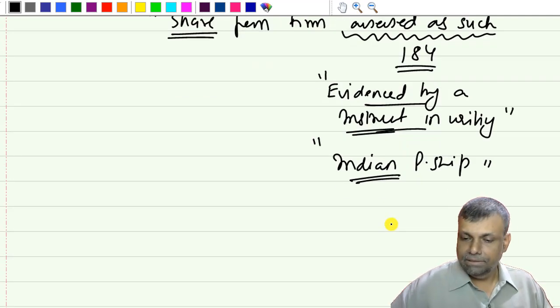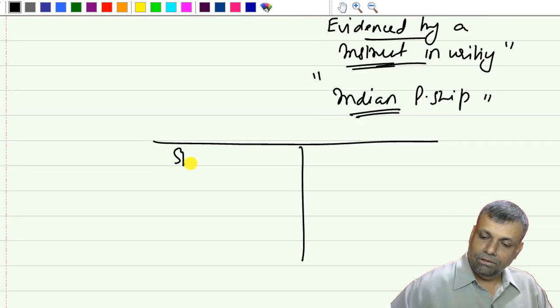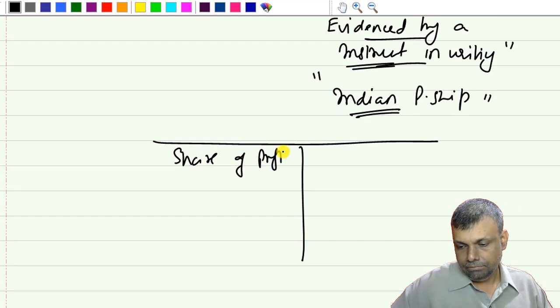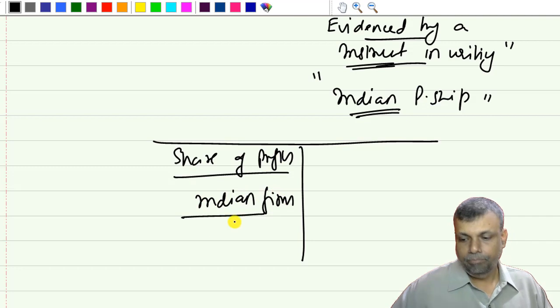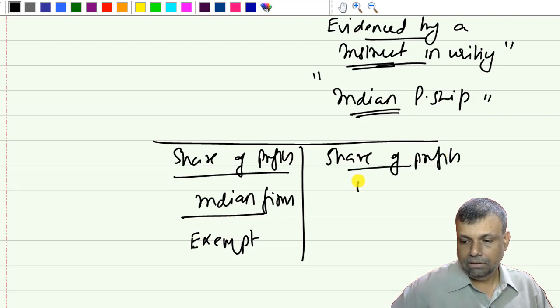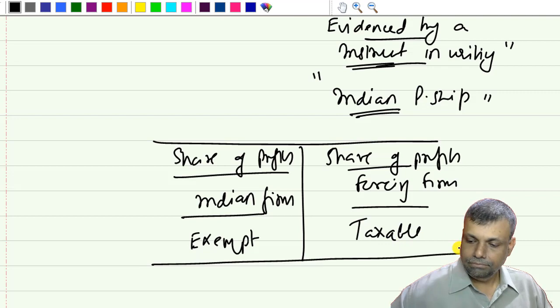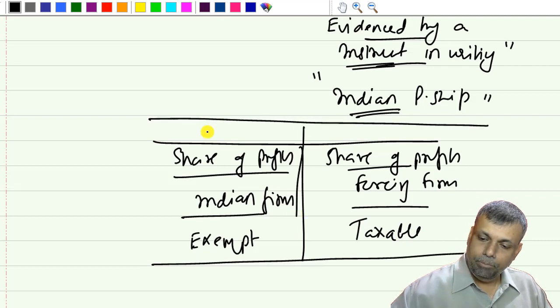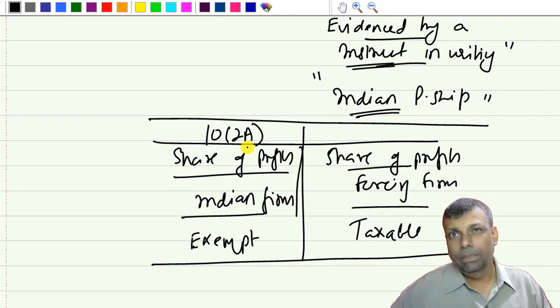So basically what we say is, the share of profits, listen very carefully. The share of profits of an Indian firm will be exempt. But if there is a share of profits from a foreign firm, it will be taxable. This is one of the important messages while interpreting section 10(2)(a). However, this is very debatable.